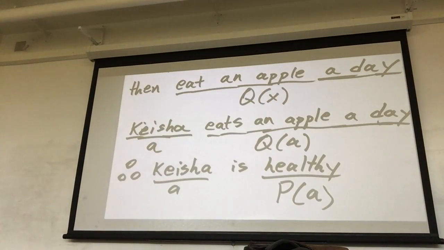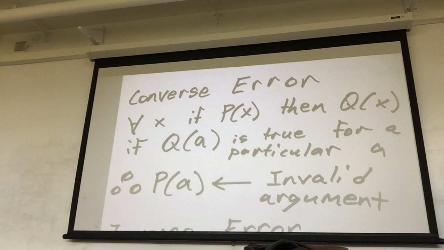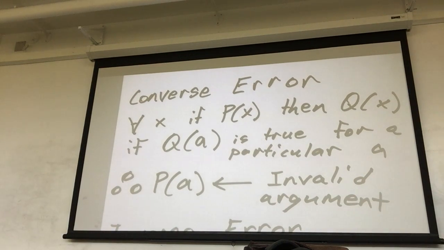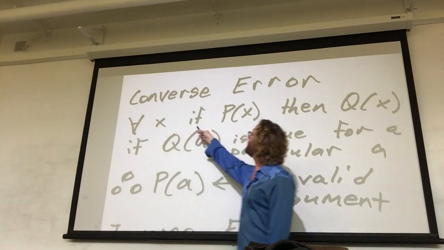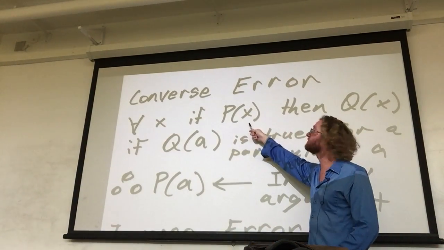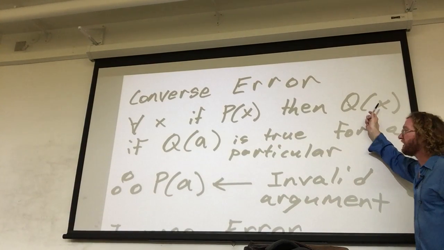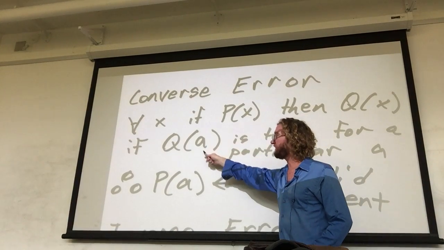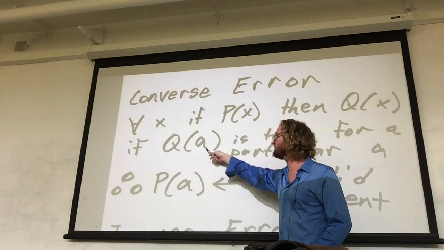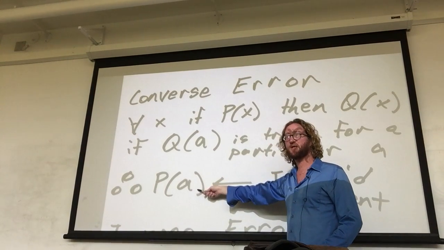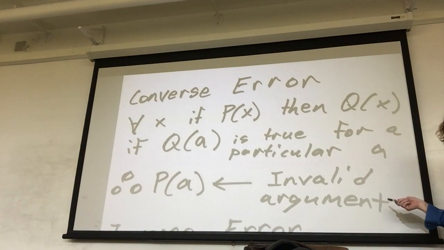What does this correspond with? This corresponds with a converse error. So we're saying for every person, if that person is healthy, then they eat an apple every day. And then we said, well, if Keisha eats an apple every day, Keisha being our A, our particular person of this set, well, therefore, she must be healthy. Well, no, this is an invalid argument. This is a converse error.